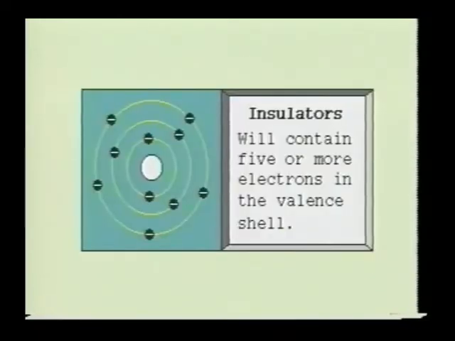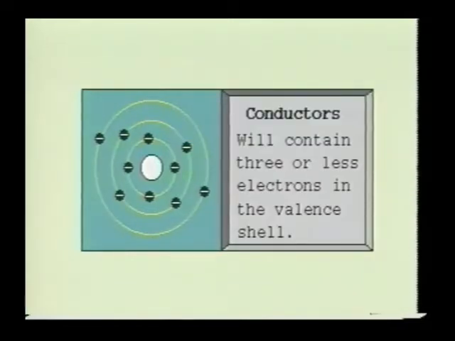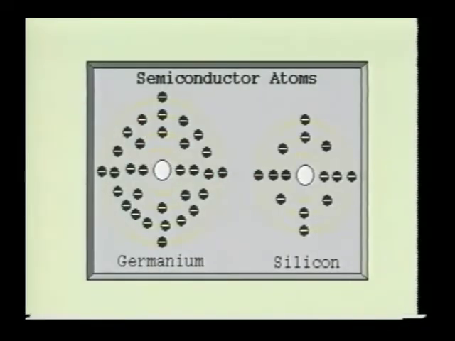As a rule of thumb, elements with 5 or more electrons in the valence shell are considered electrical insulators. Elements with 4 electrons in the valence shell are considered intrinsic semiconductor material. And elements with 3 or less electrons in the valence shell are considered conductors. Silicon and germanium are the 2 most common semiconductor materials used in solid-state devices.